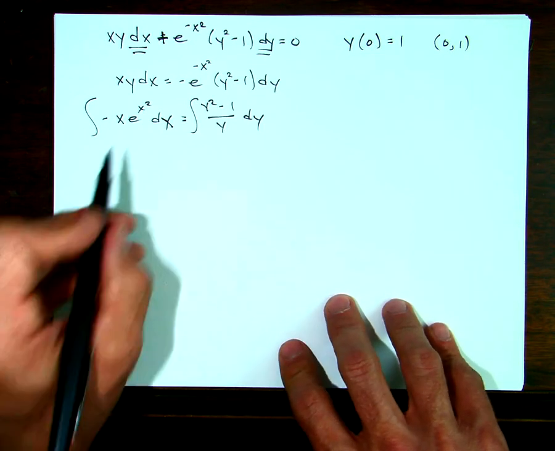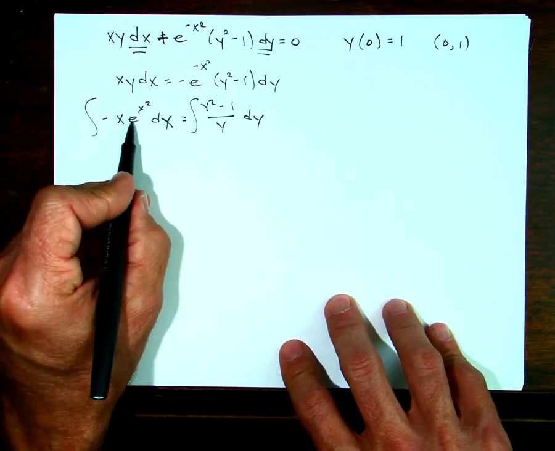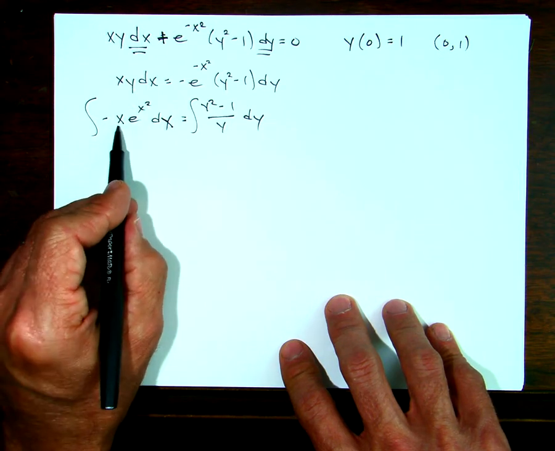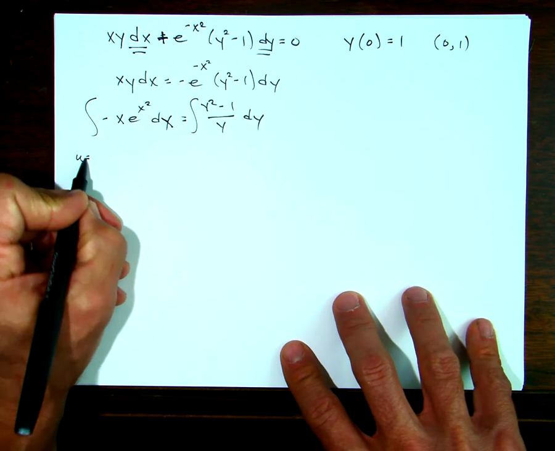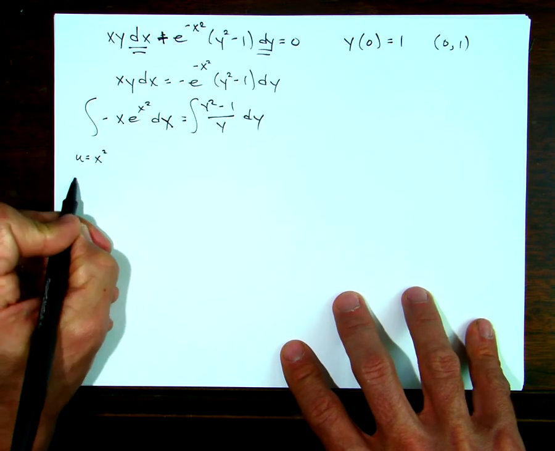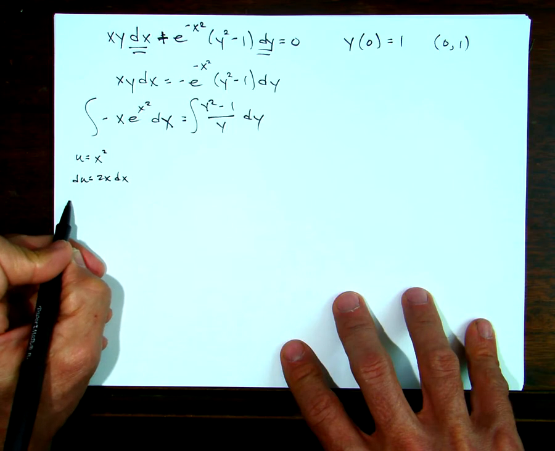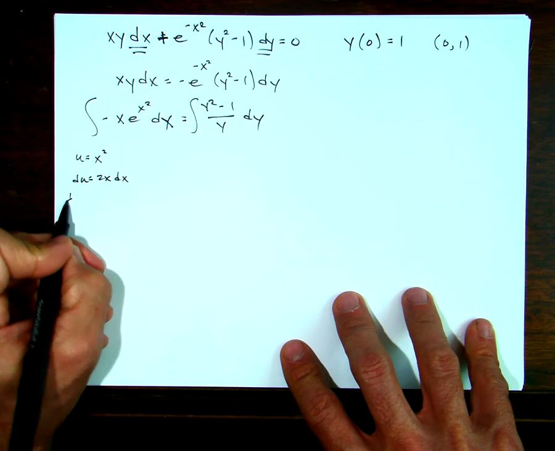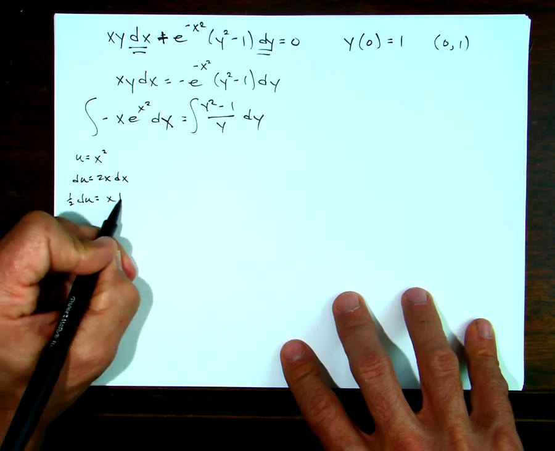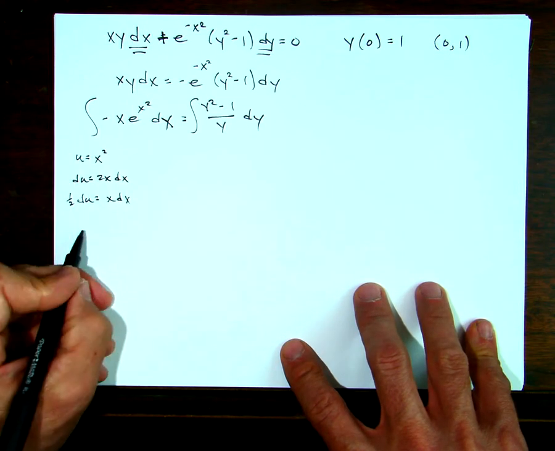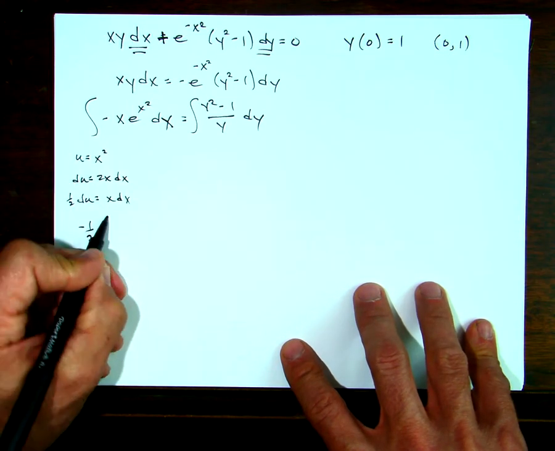But this isn't too bad. Notice that the derivative of x squared is 2x, which is just off by a factor of 2 from x. So we could let u equal x squared, du equals 2x dx. So I divide by 2, 1/2 du equals x dx. So on this side I'm going to have, and I bring that negative out, negative 1/2 integral of e to the u du.